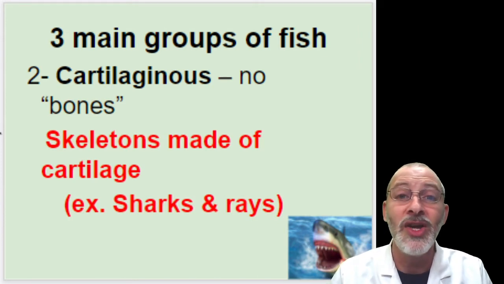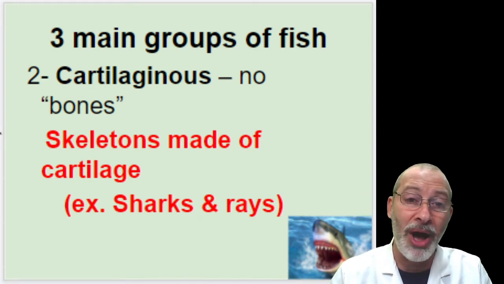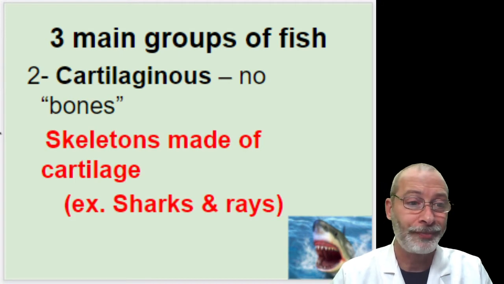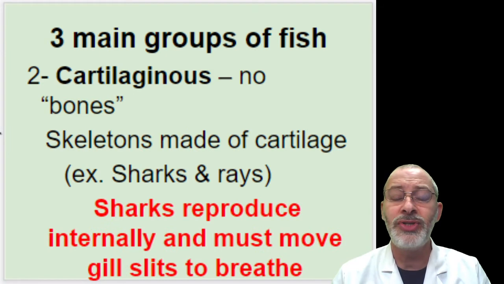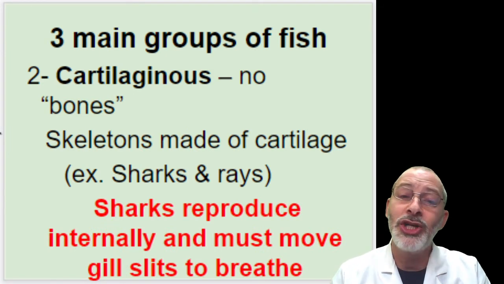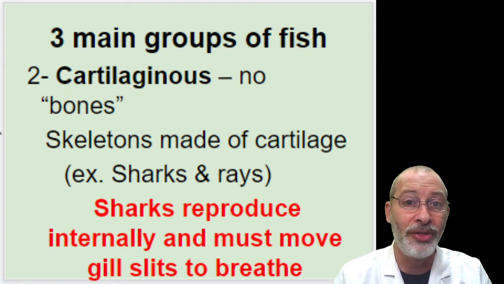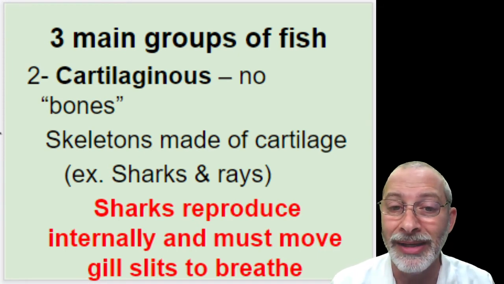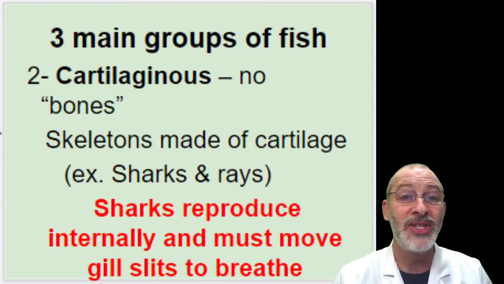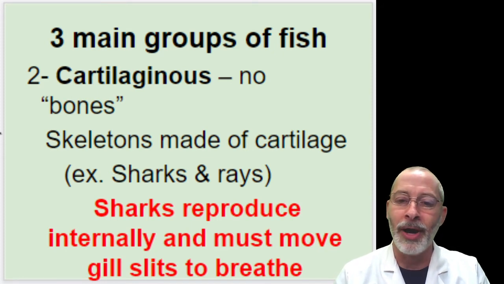Its skeleton is cartilaginous, and that cartilaginous skeleton makes its body somewhat flexible. Some examples of cartilaginous fish, again, include sharks and rays. Another interesting thing about sharks is that they actually reproduce internally, which is unlike most other fish. Most other fish reproduce externally to the body, but sharks reproduce internally. It's kind of an interesting characteristic. Maybe we'll explore that concept a little bit later on.